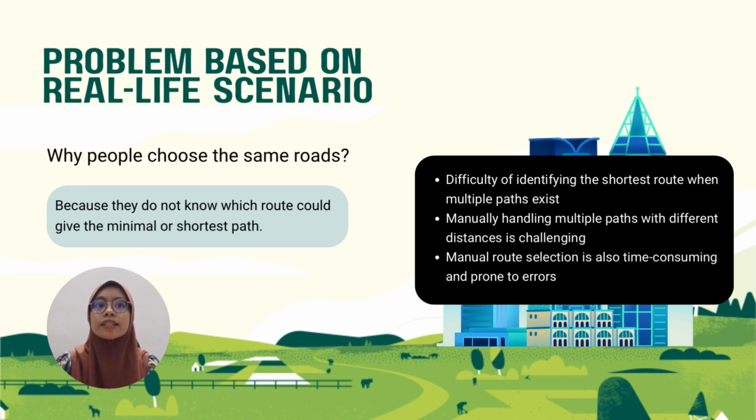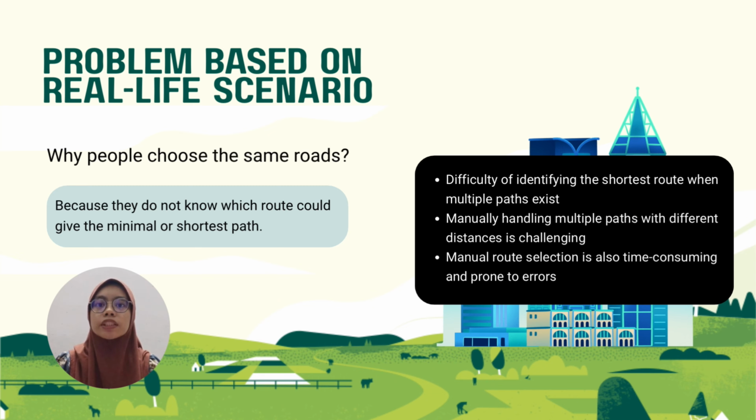The main reason is that many road users do not know which route can actually provide the shortest or most efficient path to their destination. When multiple routes are available, identifying the optimal one becomes difficult. Manually comparing several routes with different distances and travel times is not only challenging, but also time-consuming. As a result, drivers often rely on familiar routes. Due to this behavior, a large number of vehicles end up using the same main roads, leading to traffic congestion, while other potential routes remain underutilized.